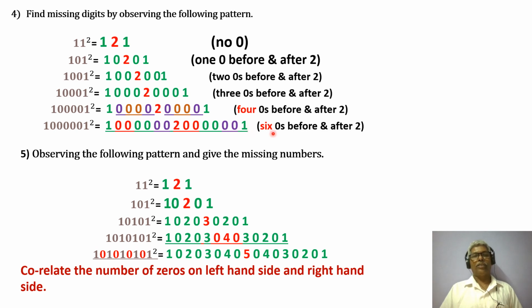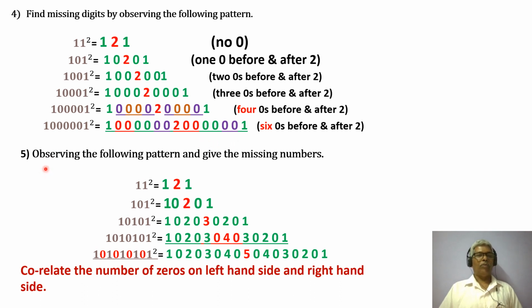Okay. 6 zeros before 2 and after 2, and this is a pattern. So a pattern is given and you need to study this pattern to answer such questions or fill in the blanks. So this big number, you have found out the square of this without multiplying, just by looking at the pattern. Okay, that is why patterns are very important.